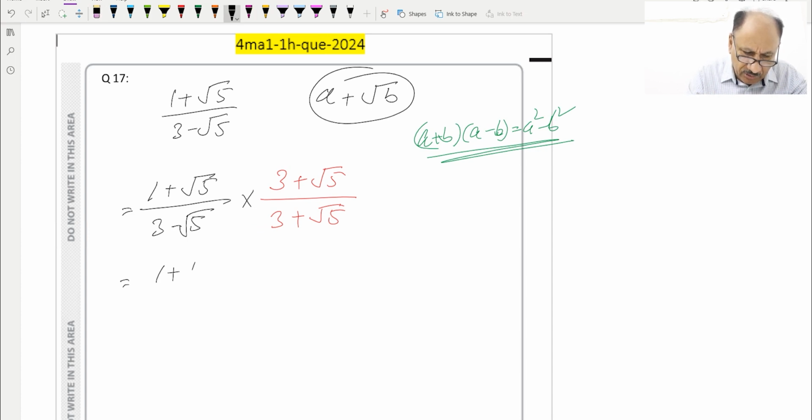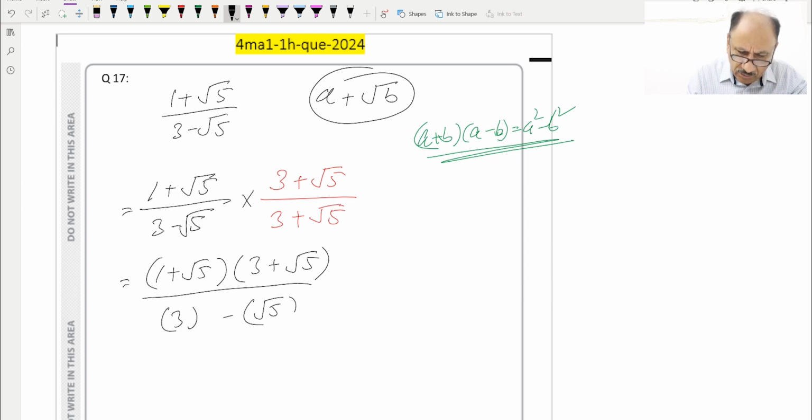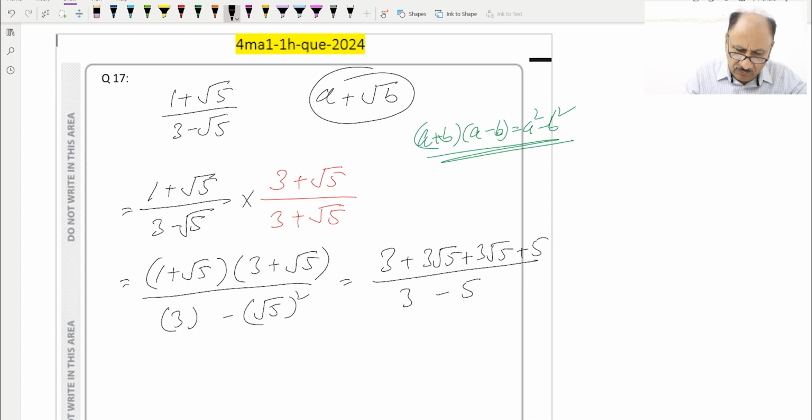So (1 plus under root 5) into (3 plus under root 5), divided by 3 square minus under root 5 square. If we multiply the numerator, 1 into 3 will be 3 plus 3 into under root 5, and under root 5 into 3 again, and under root 5 into under root 5 will be only 5. And in the denominator, 3 minus under root 5, the under root and square will be cancelled.